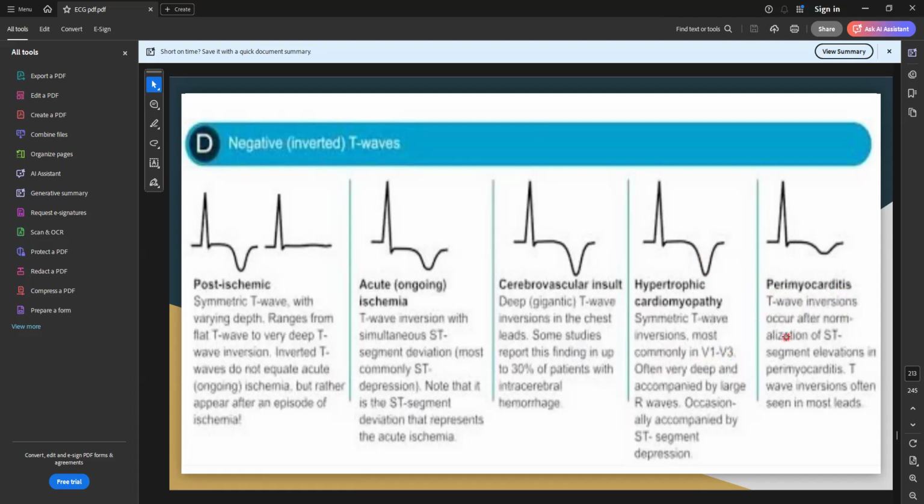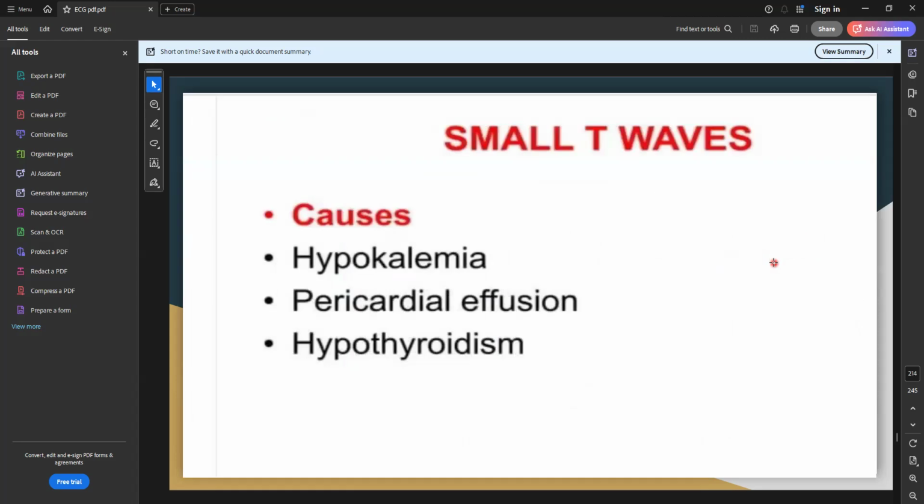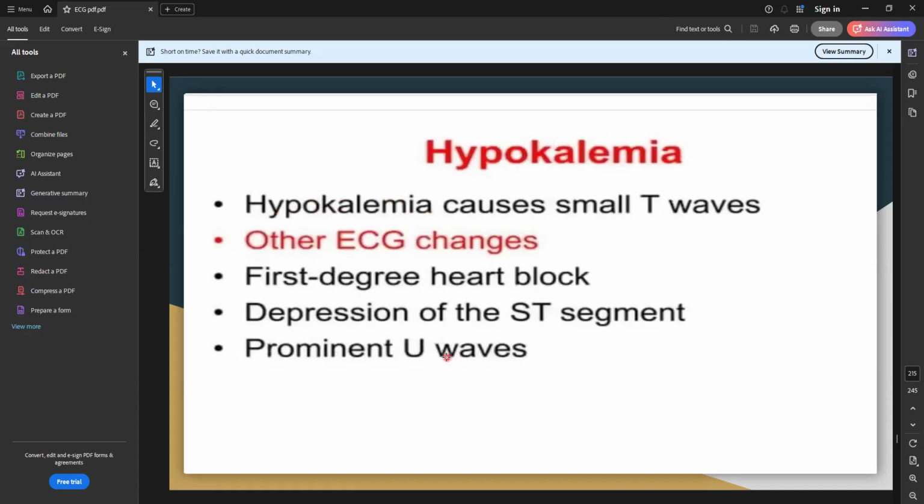T wave inversions occur after the normalization of the ST segment. Here, the ST segment has become normalized. It has become isoelectric. It is at the level of the PR segment. Where you find small T waves: in case of hypokalemia, pericardial effusion and hypothyroidism, you see small T waves.